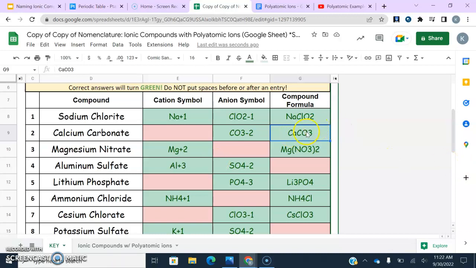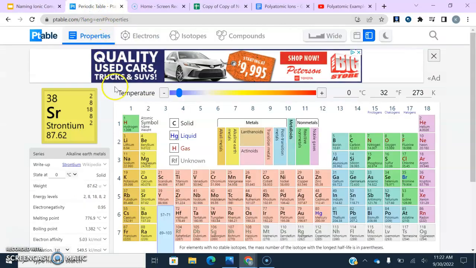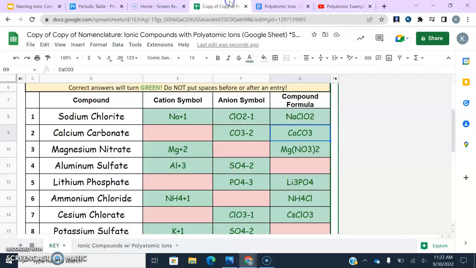Calcium, I'll show you again how to do that. Let's go find calcium on the periodic table. Calcium is right here. Calcium is in the second group, which means it's got 2 valence electrons. Cations always donate their valence electrons. So since it has 2 valence electrons, it's going to give away 2. And that means it's going to have a +2 charge because we're getting rid of those negative electrons. So we're just going to say Ca +2 because it is calcium and it's going to have a +2 charge. That's correct. It's green. We know we're good to move on.